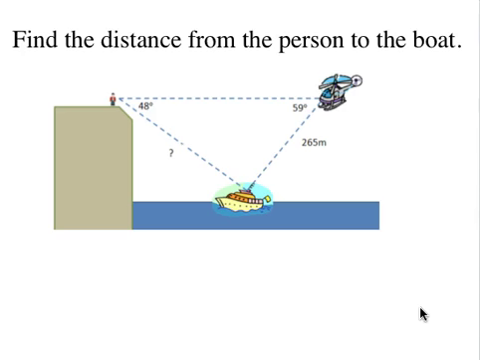Next, we want to find the distance from the person to the boat. Person to the boat. That's a helicopter. So the person to the boat is question mark. We're going to do this with law of sines. How am I going to do that?